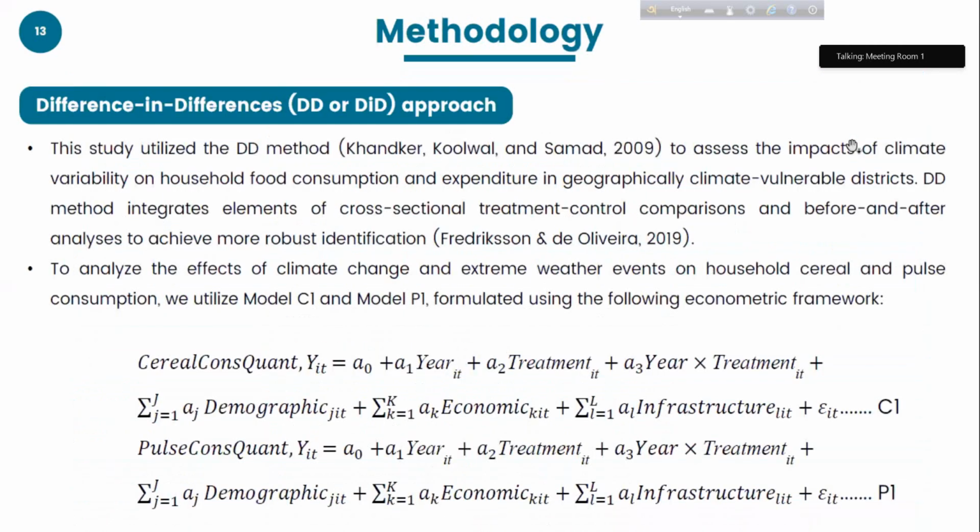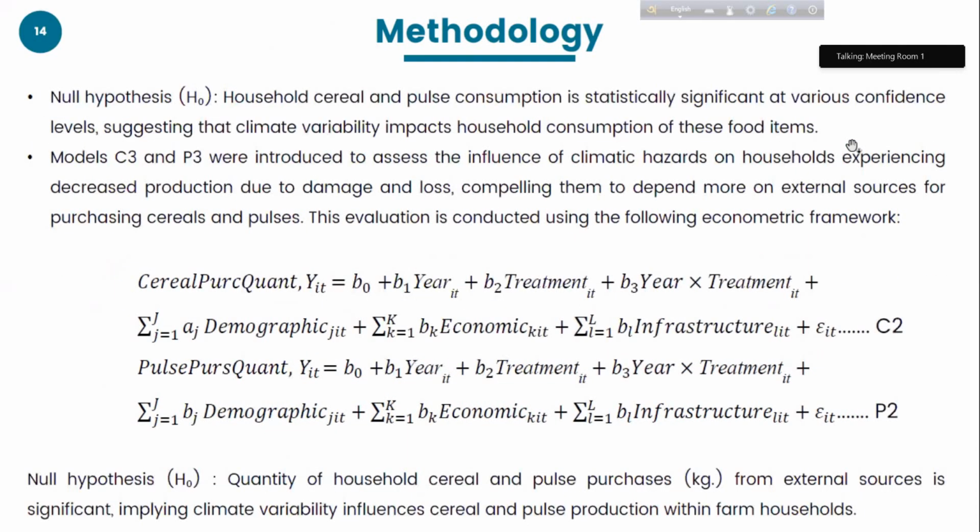So the difference-in-differences approach is used here. As I mentioned before, this is my model, and these are my other models, which are basically for the cereals. I'm trying to observe the null hypothesis: how much household cereal and pulse consumption is statistically significant at various confidence levels, suggesting that climate variability impacts household consumption of these food items.